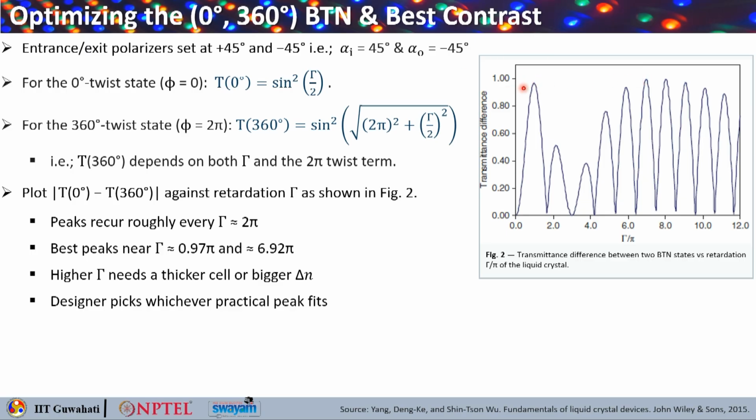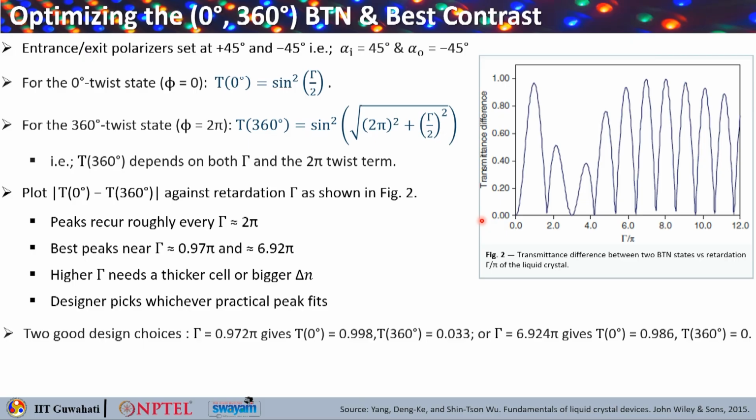So what does it mean? Higher phi basically needs a thicker cell or a larger delta n, and the designer basically picks whichever practical peak fits. So what is a good design choice? You can take gamma to be 0.972 pi. That will give you T 0 degree as 0.998. That is very high transmission, 99.8% transmission, and T 360 degree to be only 0.033, that is only 3.3% transmission.